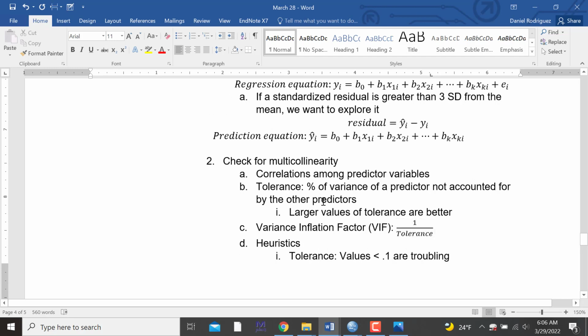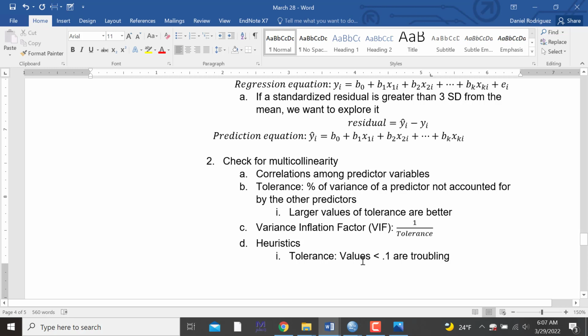Multicollinearity looks for the correlation among the predictor variables, and there's 2 measures we use for that. There's the VIF and tolerance, the variance inflation factor and tolerance. Tolerance is the proportion of the variance of a predictor that's not accounted for by the other predictors. So we'd like the tolerance to be really high, right? We actually run a regression for each predictor being predicted by the other predictors. We want the proportion not accounted for to be very high, and the proportion accounted for to be low. So that's tolerance.